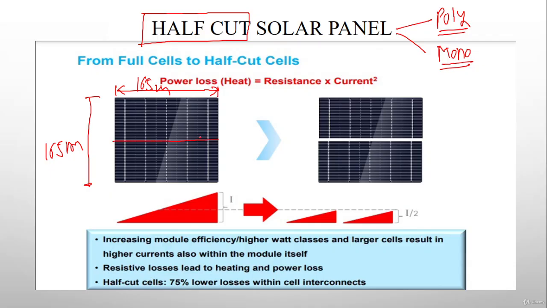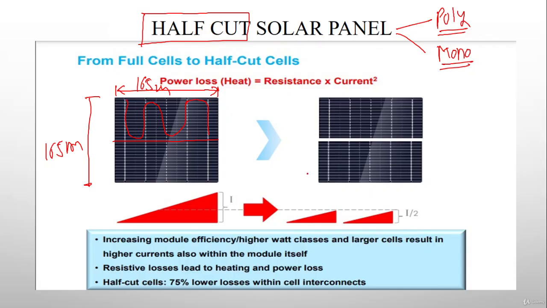The reason for cutting the solar cell into two parts is that we are reducing the length of travel of the current inside the solar cell. As the length of travel of the current decreases, simultaneously the heat losses inside the solar cell decrease and we get the maximum amount of current from the same solar cell. That is why nowadays a new technology is coming into the market, which is called the half cut type of solar cells.